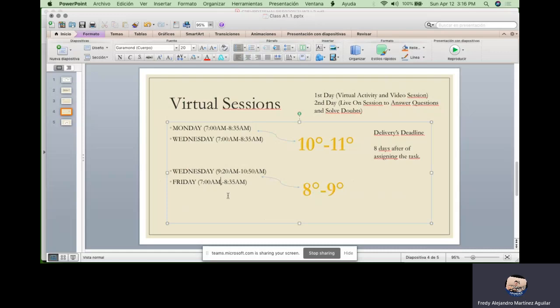From 7 a.m. until 8:35 a.m. Perfect. Now, remember the delivery of this activity is going to be 8 days, no more. 8 days after assigning the task. What do I mean? For example, in this case, 10th and 11th graders, suppose today is Monday, April the 13th. You are going to have the deadline, the last day you can upload this activity, the next Monday, April the 20th.